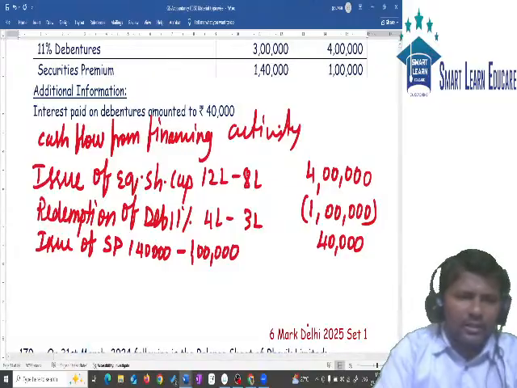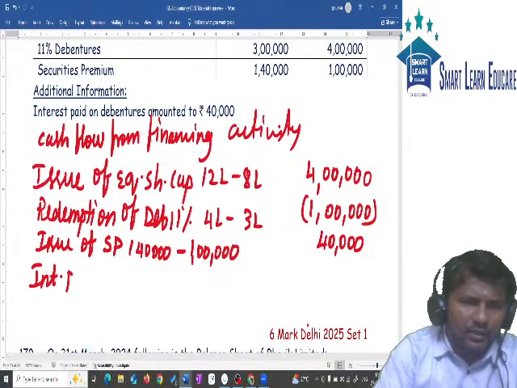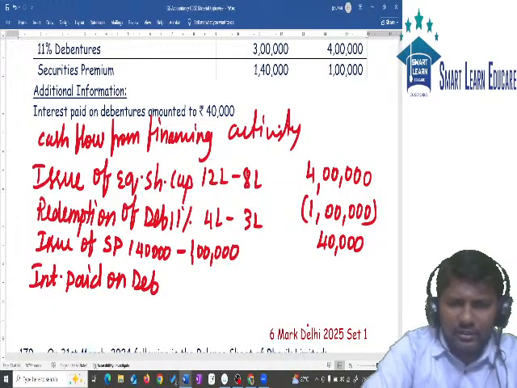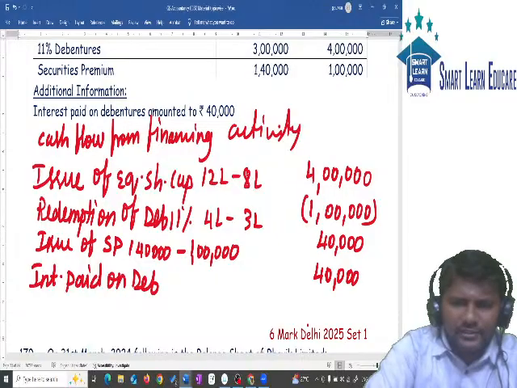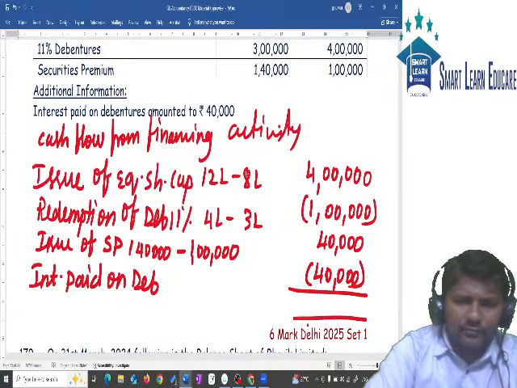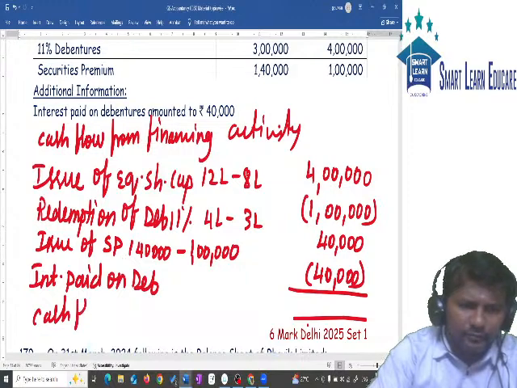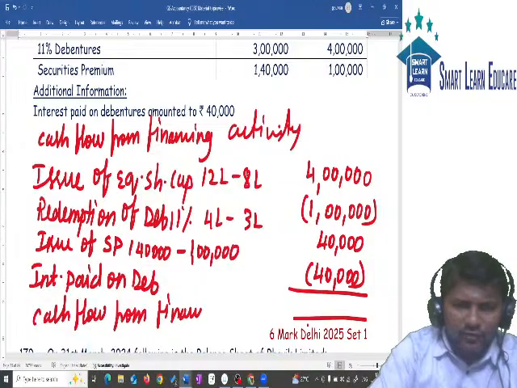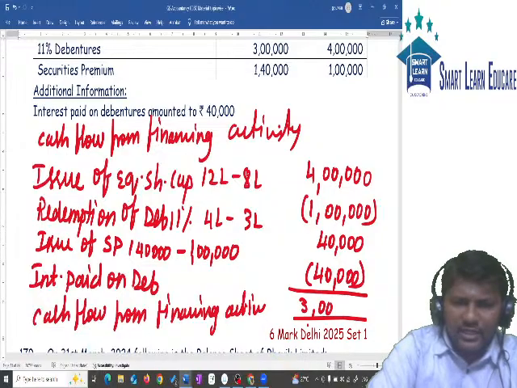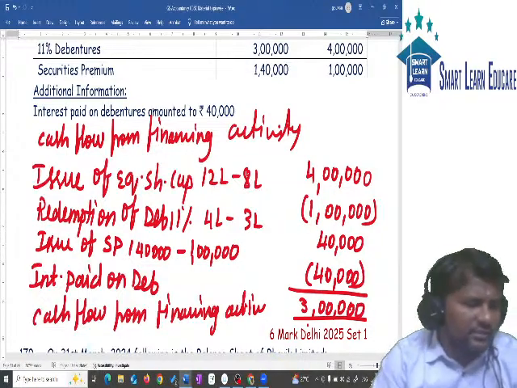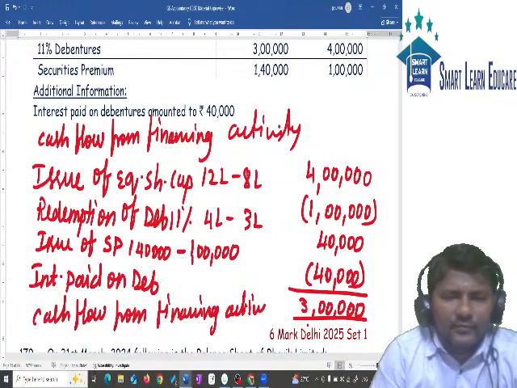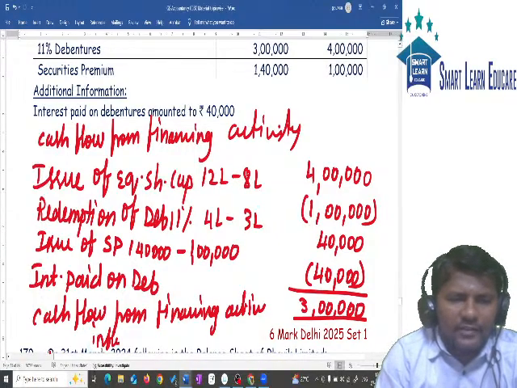Next, interest paid on debenture. Interest paid on debenture, it is 40,000 outflow of cash. So finally, cash flow from financing activity, it is 3 lakhs. That's all. It is inflow of cash. Inflow of cash from financing activity, it is 3 lakh.